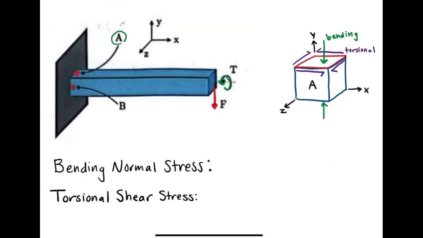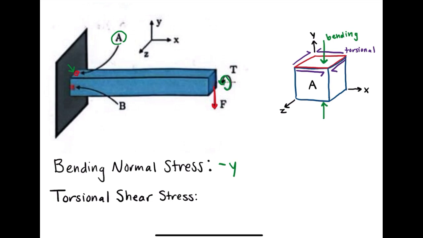Element A, positioned near the fixed end at the top of the beam, experiences significant compressive bending normal stress in the negative y direction. It is subjected to the maximum bending moment due to its proximity to the fixed support. This maximum moment occurs because the entire length of the beam acts as a lever, intensifying the bending effect when the downward force is applied at the free end, compressing the top inward.